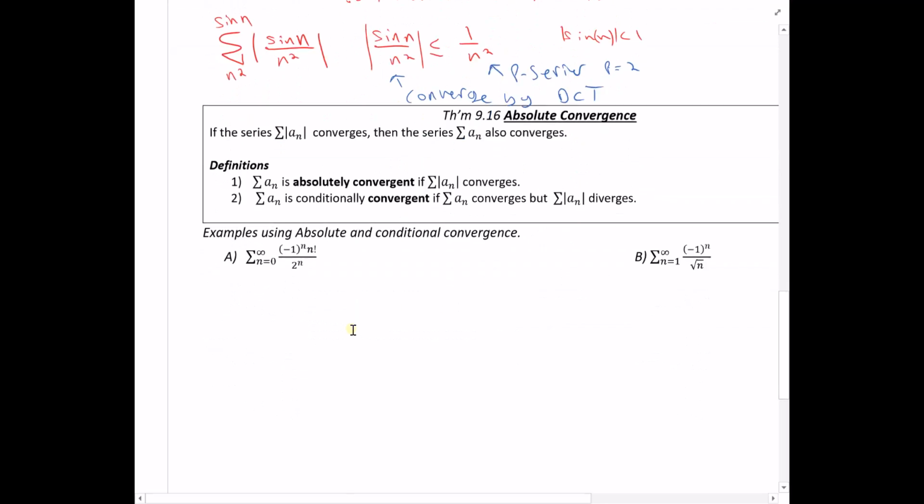Right, so this kind of leads us into this thing about what we're going to call absolute convergence. It has to do with absolute value. We say that if the absolute value of a function converges, then the series also converges.